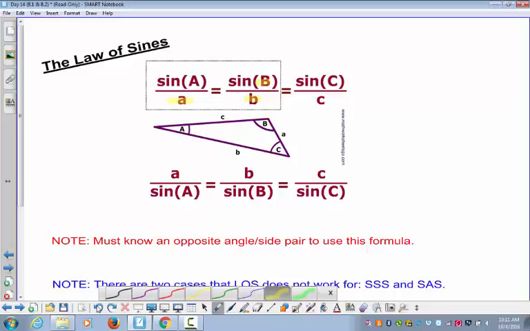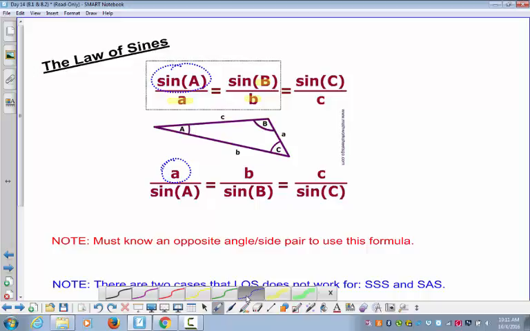And usually what I would do is put whatever we're trying to find in the top left. So if I'm trying to find an angle, I'm going to put that in the top left. If I was trying to find a side, I would put that in the top left and use this form, just so that it reduces some of the multiplication and division that you have to do later. So one of the things to observe about the law of sines is that you must know an opposite angle-side pair for this formula to work.